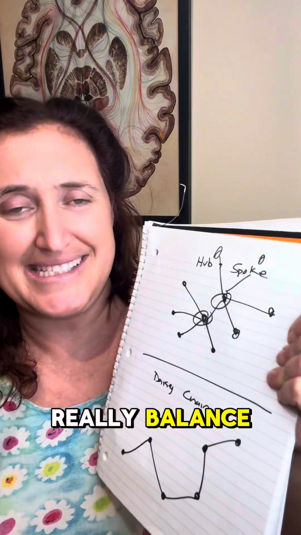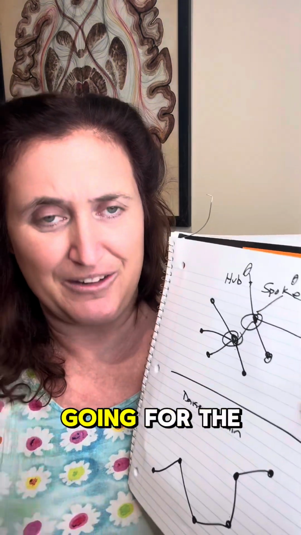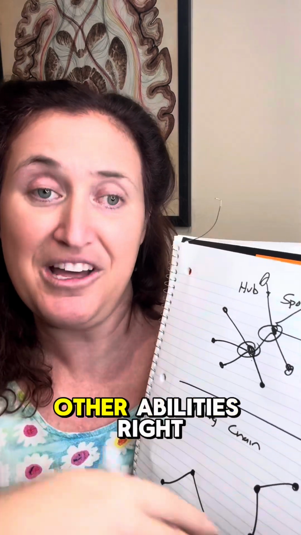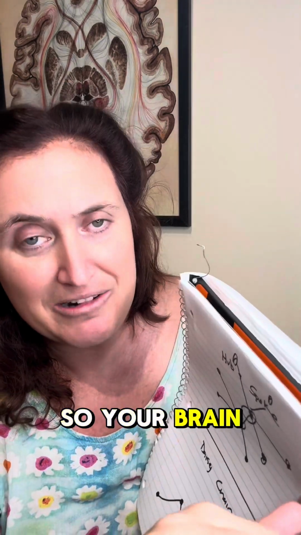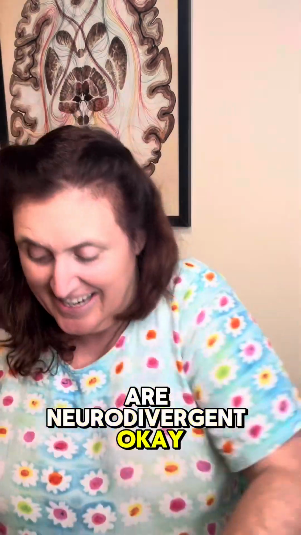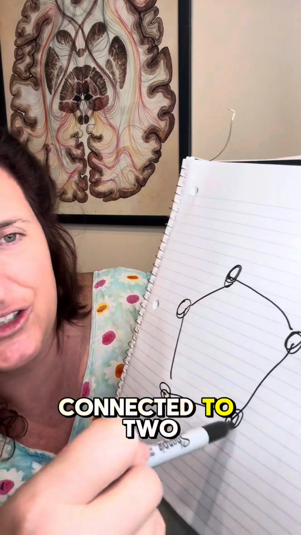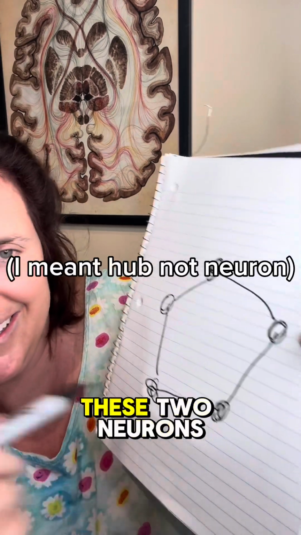You're trying to really balance out all of the pros and cons on either side of the ability thing, and you're just going for the maximum you can do without messing up other abilities, right? So your brain is a hub and spoke. Whereas those of us who are neurodivergent have a daisy chain network. This neuron is only connected to 2 other neurons. This neuron is only connected to these 2 neurons.